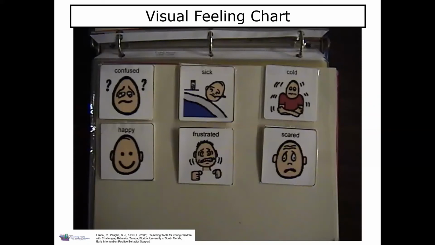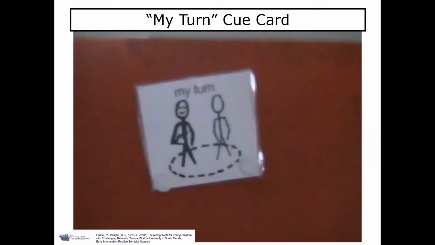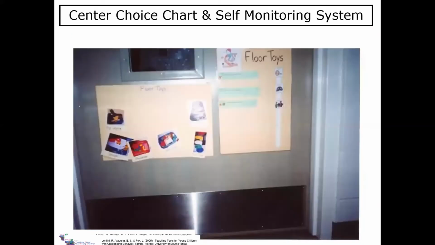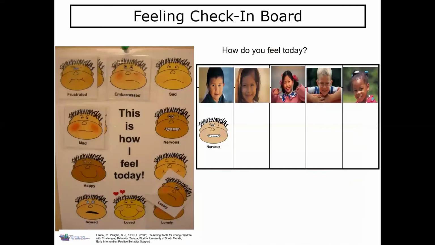Here are some visuals for teaching or communicating feelings. A my turn cue card. So if 2 children or a group of children are playing a turn-taking game, the individual can show this card to say that it's their turn. So some more visuals that can be used. More examples of communicating how they're feeling.